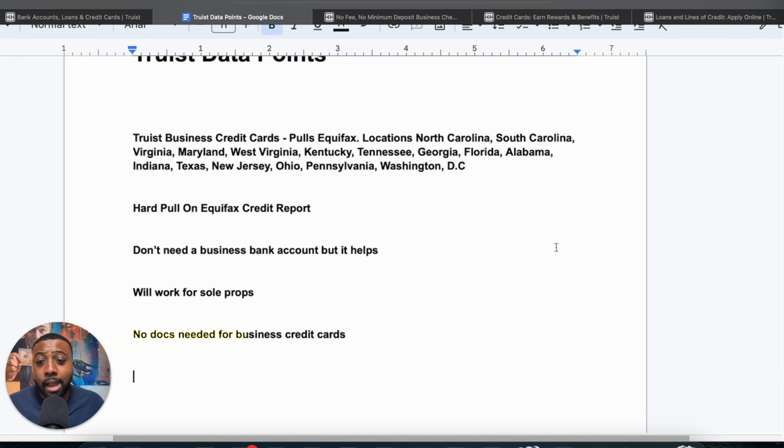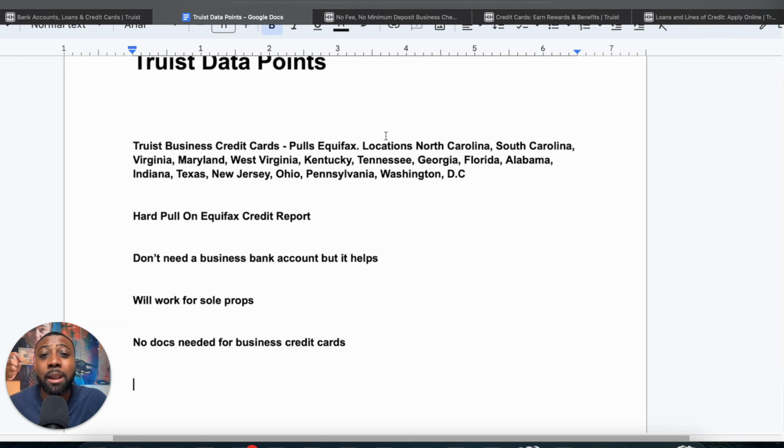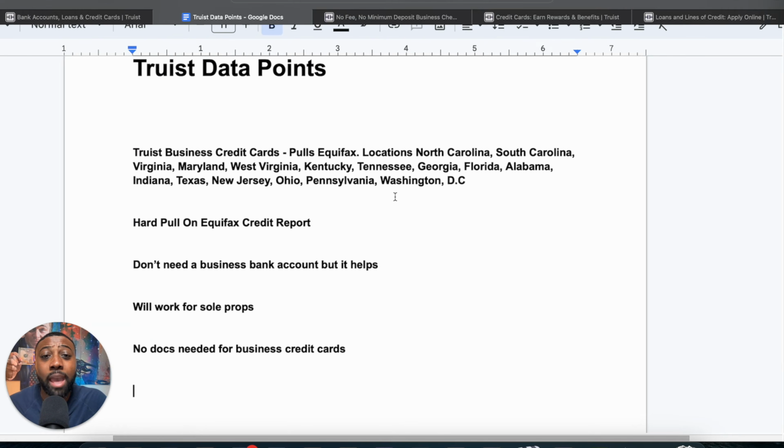Also, no docs are needed for the business credit cards. And we're going to touch on some lines of credit that Truist has as well that can potentially be no docs, but sometimes they're not. So we'll touch on that later in the video as well. But these are some of the main data points that you're going to want to have in order so that you can be ready to go.